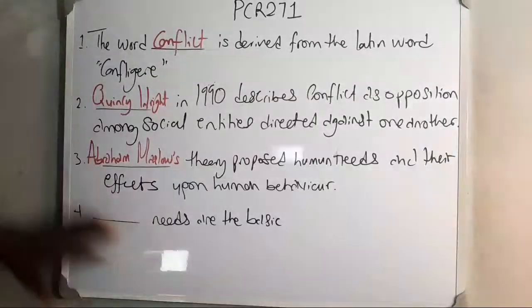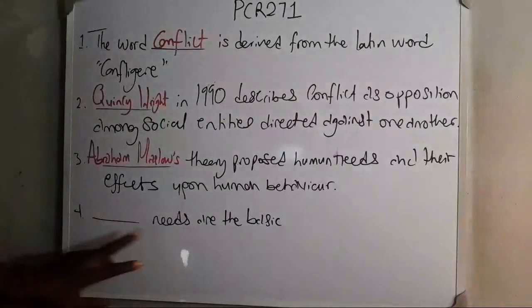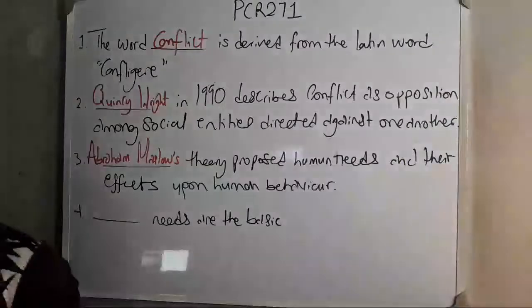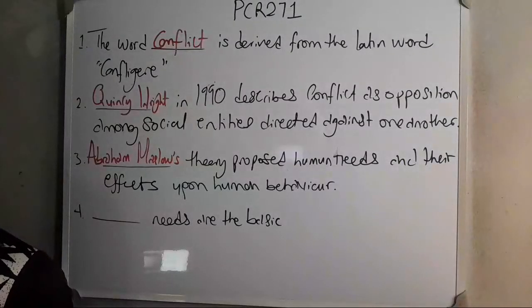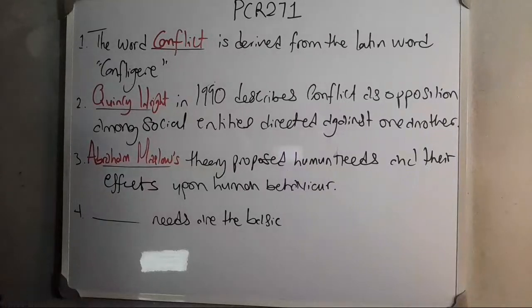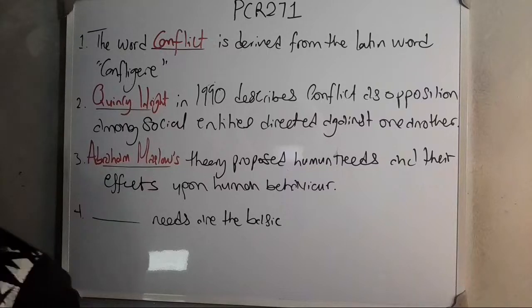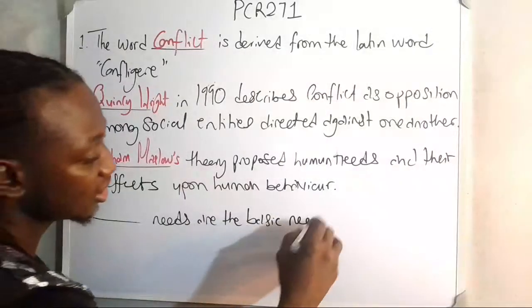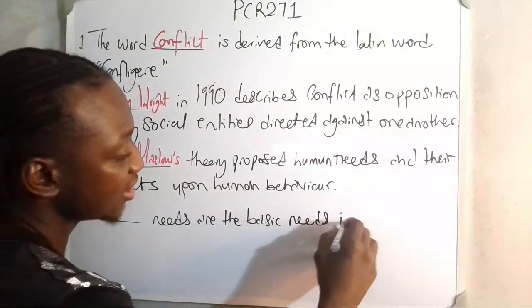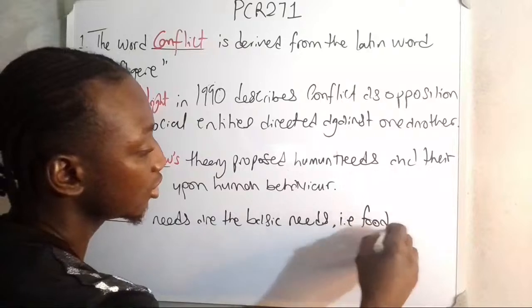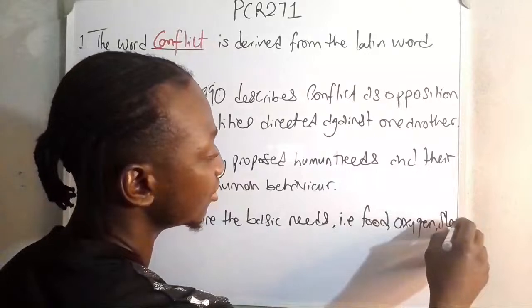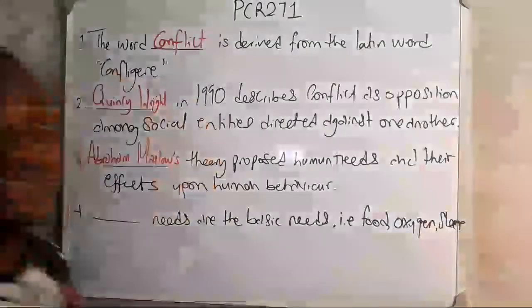So we have question 3. Now dash needs are the basic needs, i.e. food, oxygen, sleep, and etc. All right.